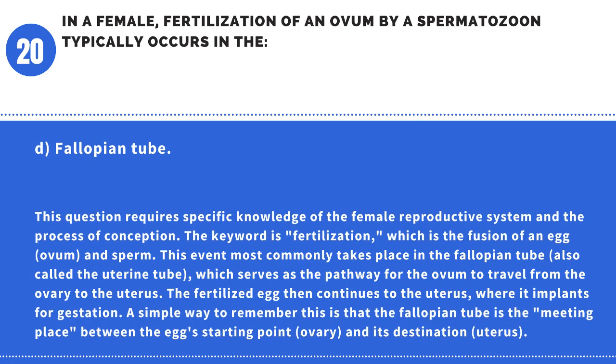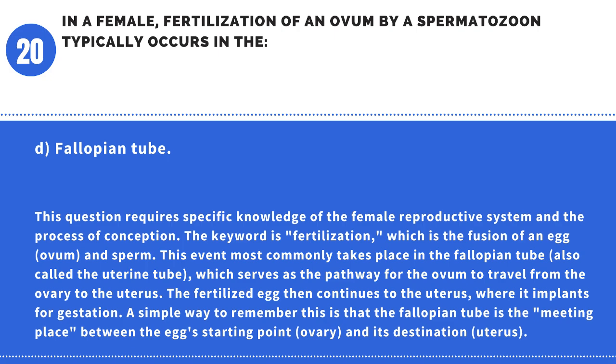Answer: D. Fallopian tube. This question requires specific knowledge of the female reproductive system and the process of conception. The keyword is fertilization, which is the fusion of an egg, ovum, and sperm. This event most commonly takes place in the fallopian tube, also called the uterine tube, which serves as the pathway for the ovum to travel from the ovary to the uterus. The fertilized egg then continues to the uterus, where it implants for gestation.